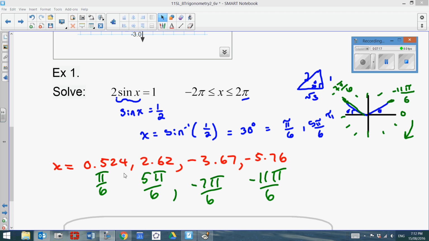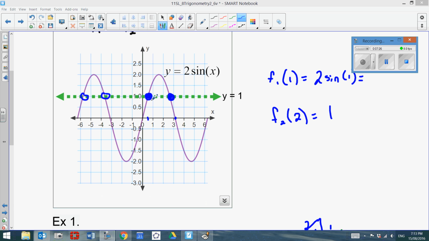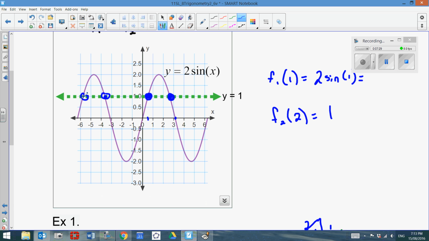So therefore, for some of these questions, we are going to have more than just 2 answers, and that just depends on what window we're given. And now I have found my other 2 values for intersection points that wind up satisfying 2 sine x equals 1.